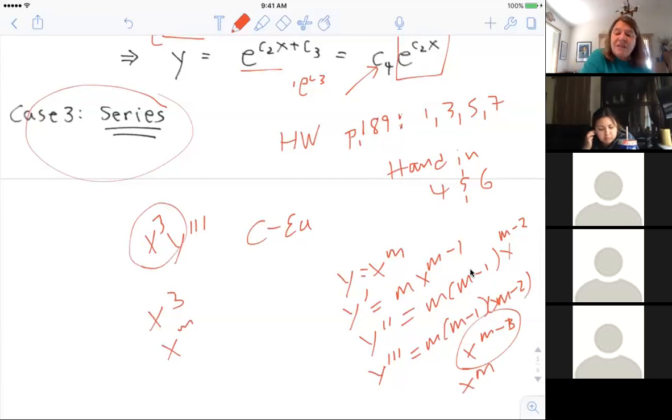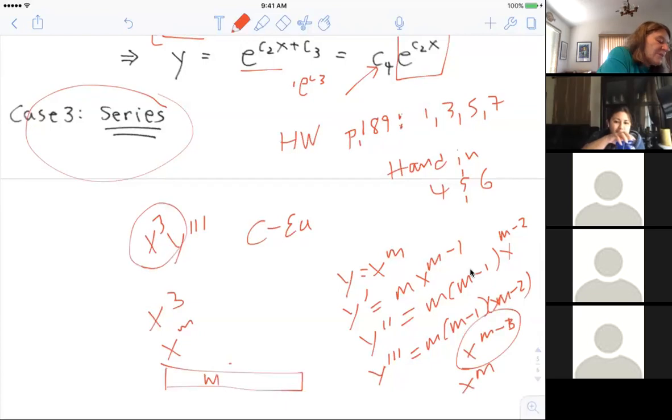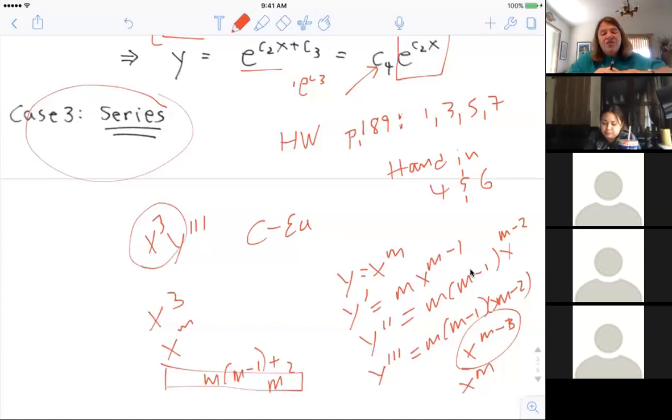You then pull your x to the m out, and all the stuff that's left is a bunch of m's. I don't know, it might have m times m minus 1 plus m squared or something like that. You do have to multiply all that out because that's going to give you a cubic, and that's where you find your characteristic equation. But for a second derivative, I can just say a equals this, b equals that, and then just put it in.